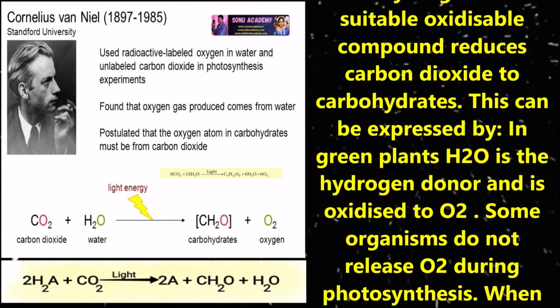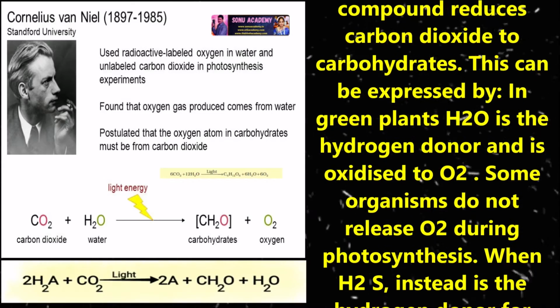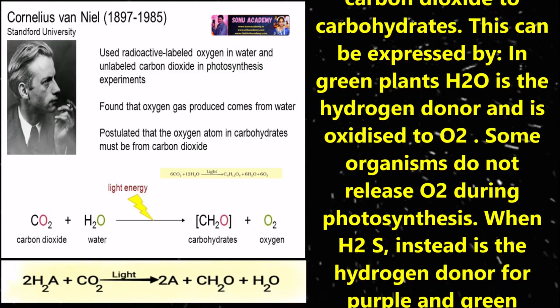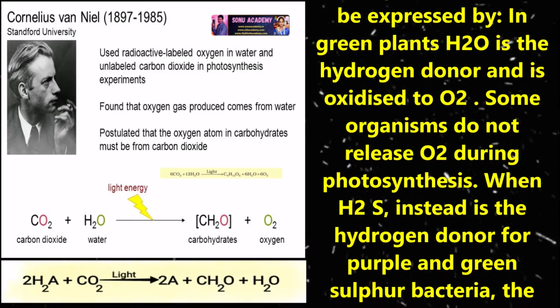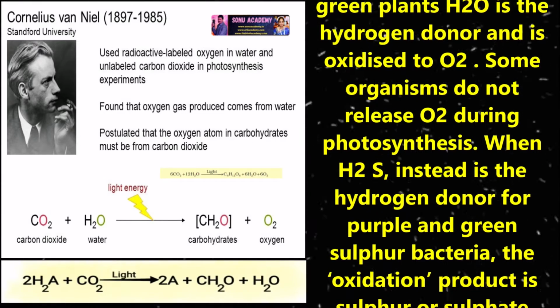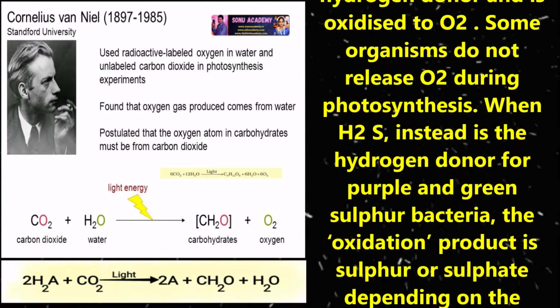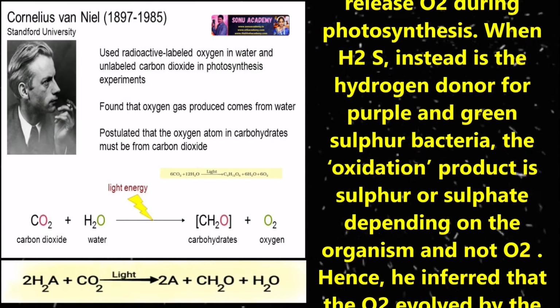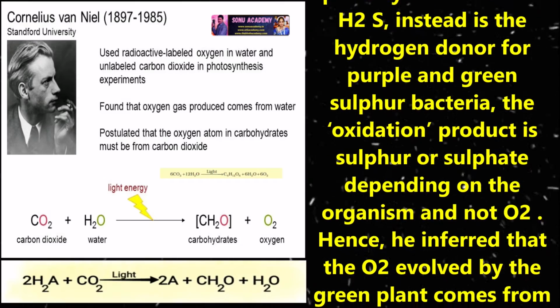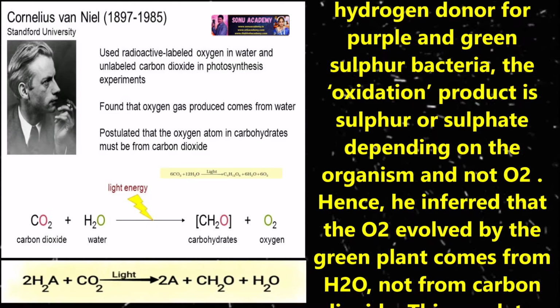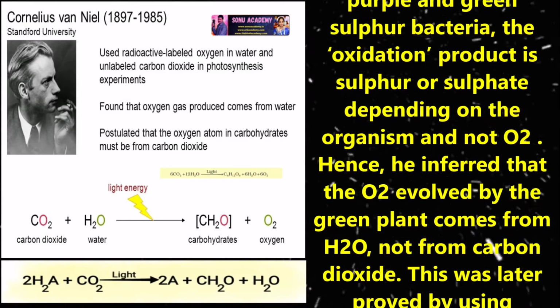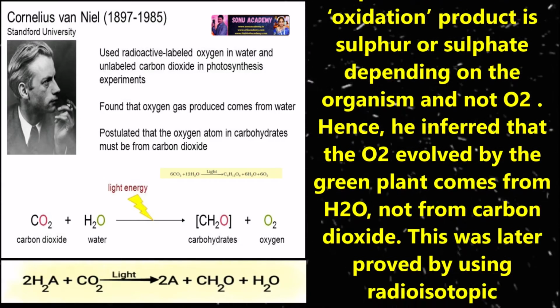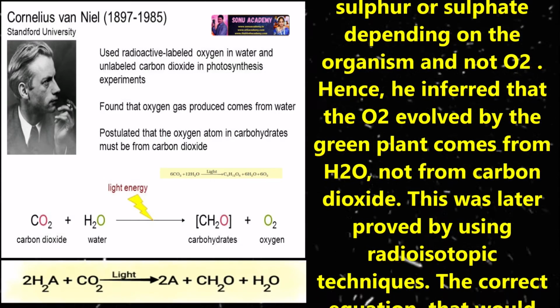In green plants, H2O is the hydrogen donor and it is oxidized to O2. Some organisms do not release O2 during photosynthesis. When H2S instead is the hydrogen donor for purple and green sulfur bacteria, the oxidation product is sulfur or sulfate, depending on the organism, and not O2. Hence, he inferred that the O2 evolved by the green plant comes from H2O, not from carbon dioxide.